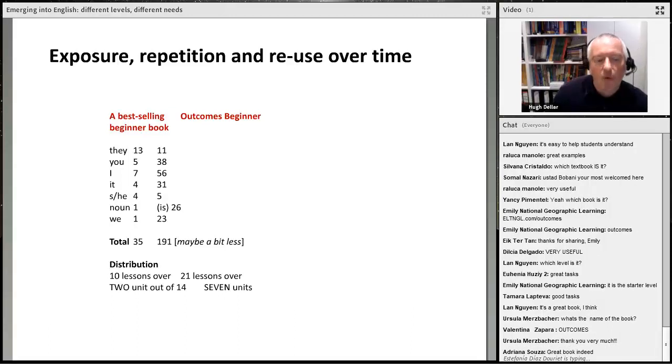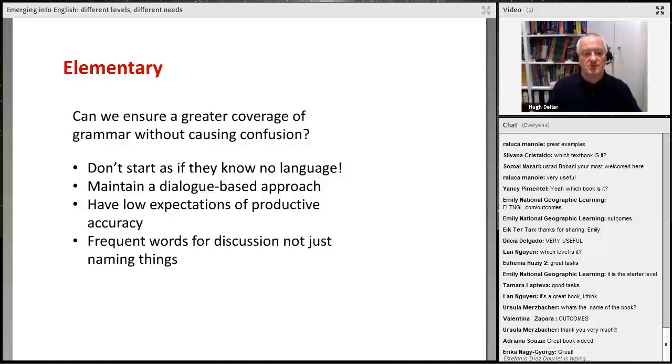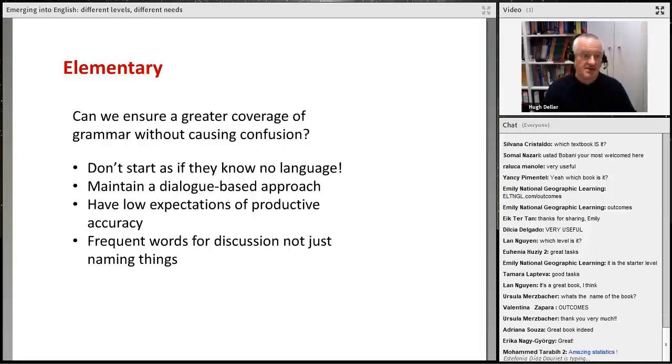So across the whole book, in the global best-selling beginner book, you see the present continuous 35 times. In our book, Outcomes Starter Level, we have it 191 times across many different levels. In the best-selling book, there are 10 lessons over 2 units out of 14. For us, we have the present continuous appearing in 21 lessons across 7 units. So it's more spaced out. There's more chance for students to re-encounter it and get to grips with things.